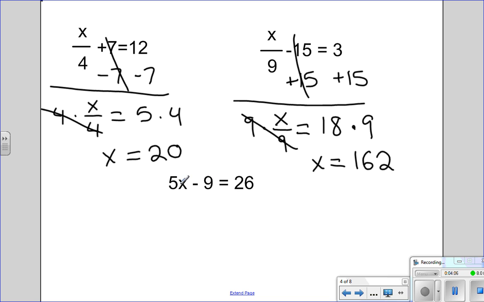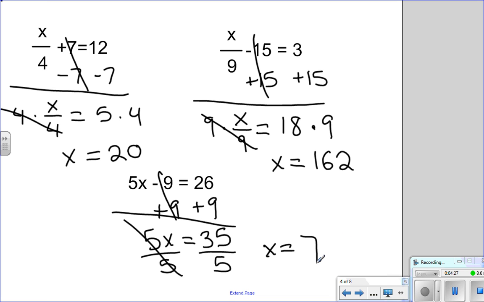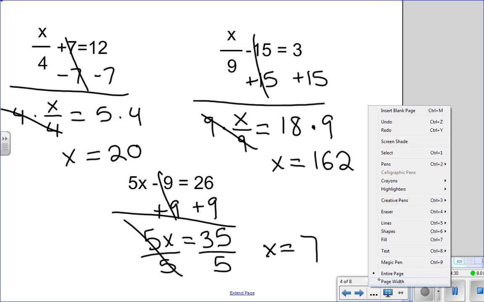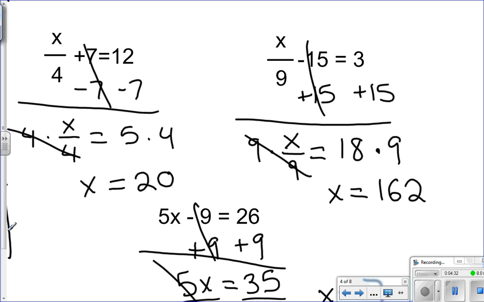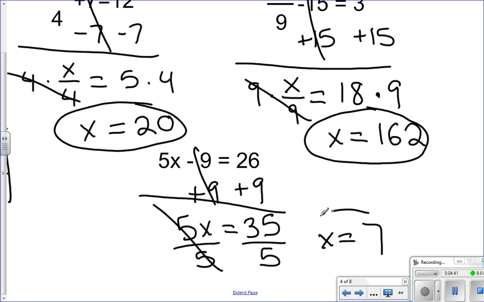Down here, I have 5x minus 9 equals 26. I'm going to add 9 to both sides. I'm left with 5x equals 35. Since I'm multiplying 5 times x, I'm going to divide by 5. And I get x equals 35 divided by 5, which is 7. So x equals 20 for this first problem, x equals 162 for the second problem, and x equals 7 for the third problem.